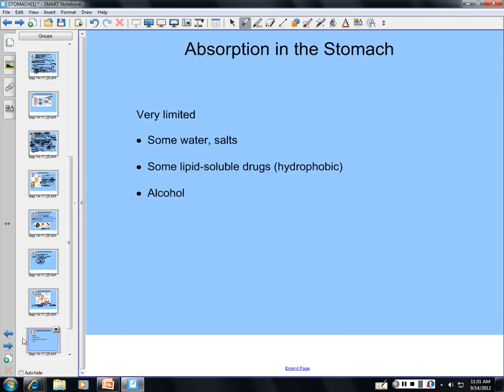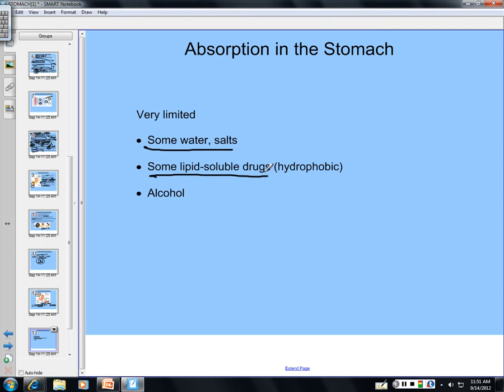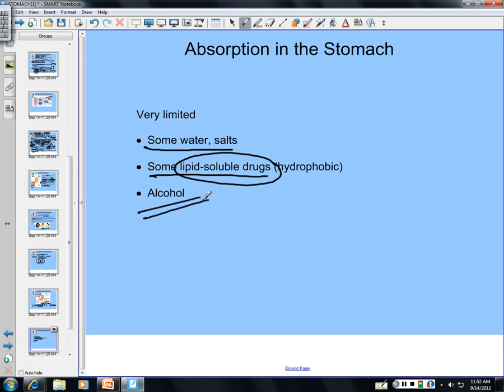Absorption in the stomach is very, very limited. There's some amount of water and salts and some lipid-soluble drugs, and that's why most of the pharmaceutical companies want to make drugs that are lipid-soluble. So, fast absorption, fast acting as soon as you take it and it goes into the stomach. And of course, alcohol is absorbed in the stomach. So if you take alcohol on an empty stomach, you get tipsy faster. That's no reason, by the way, for drinking.